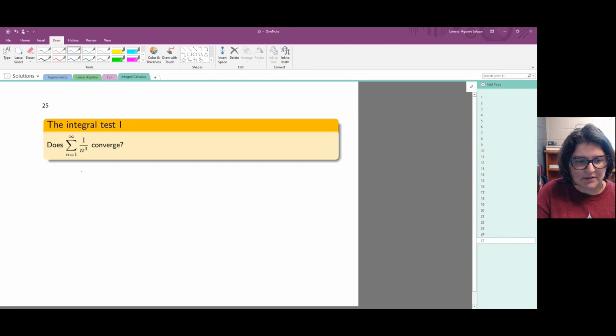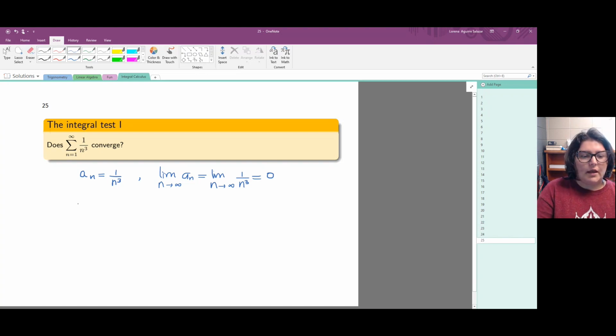For now, let's just notice that the nth term of this series is 1 over n cubed. And we can tell that as n goes to infinity, the nth term goes to 0, because when n is huge, 1 over n cubed is really small. There is a chance that this series converges.